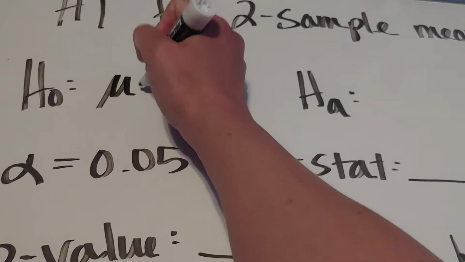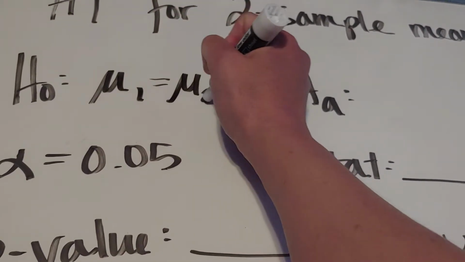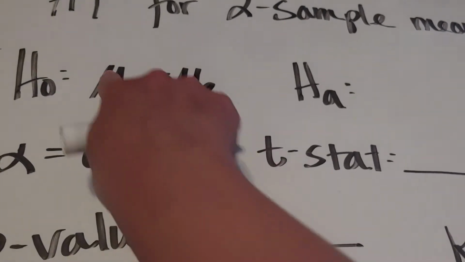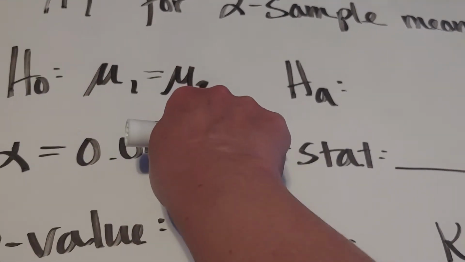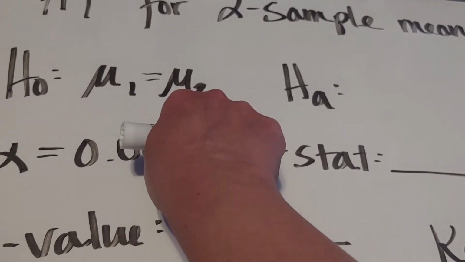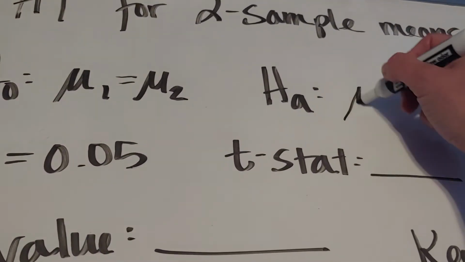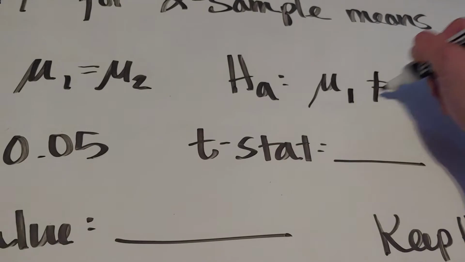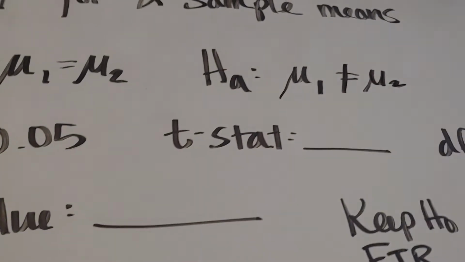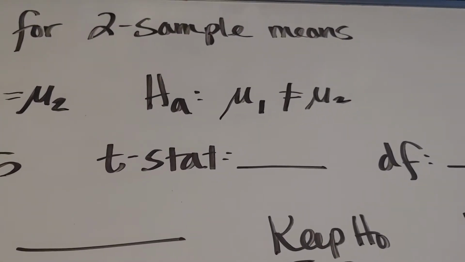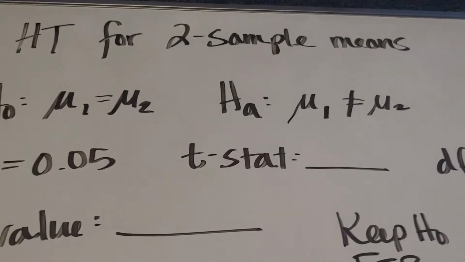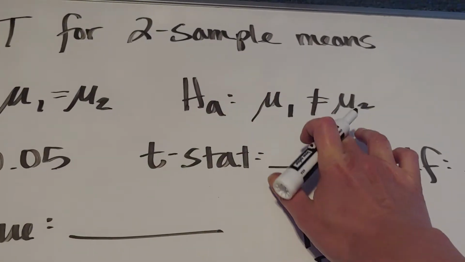So my null is that we think the two means are the same. Notice I use mu's instead of x bars. That's just the standard notation that we use here. Okay, and my alternate would be that mu1 does not equal mu2. Technically, we could use less than or greater than as well, but I like to keep it simple, that they're either the same or they're different.